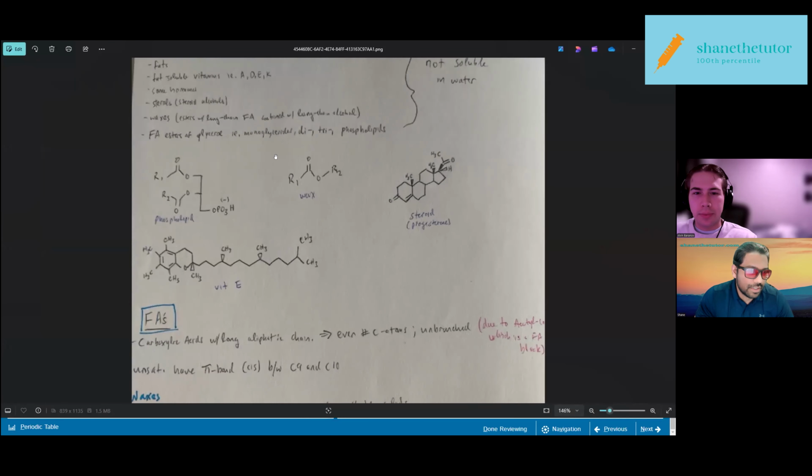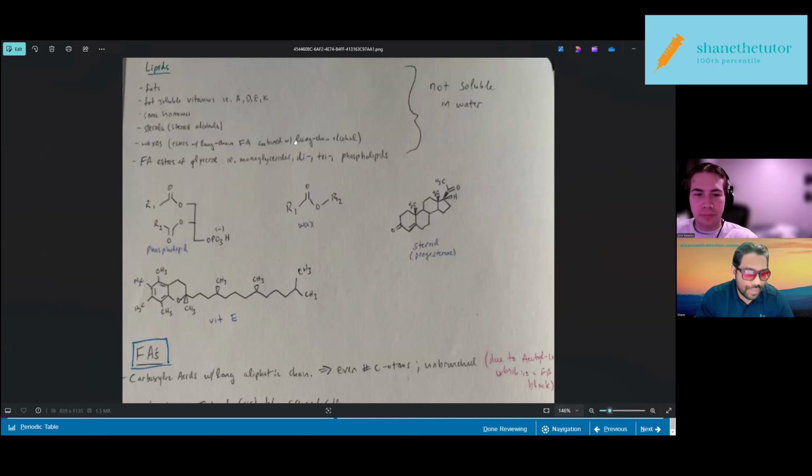Okay, yeah, so let's go. So at the top I wrote, okay, lipids. These include fats, fat soluble vitamins like A, D, E, K, some hormones, sterols, steroid alcohols, waxes, which are esters with long chain fatty acids combined with long chain alcohol, fatty acid esters of glycerol, like monoglycerides and phospholipids. So you have a phospholipid drawing, a wax drawing, steroid drawing, progesterone in particular, vitamin E drawing.